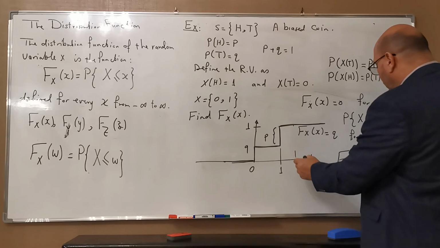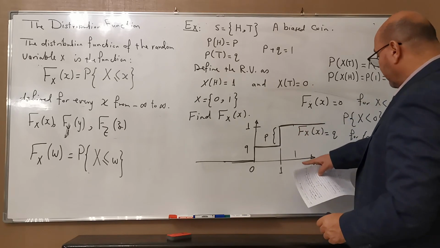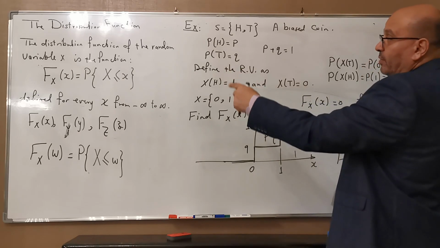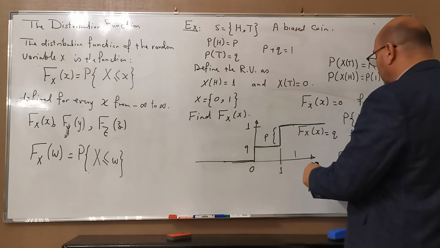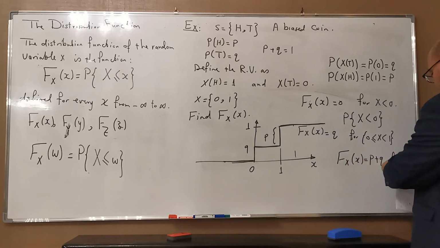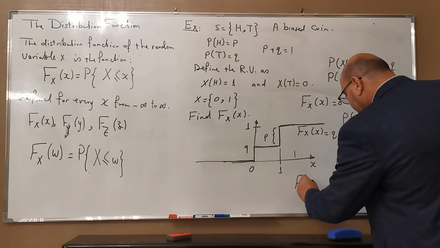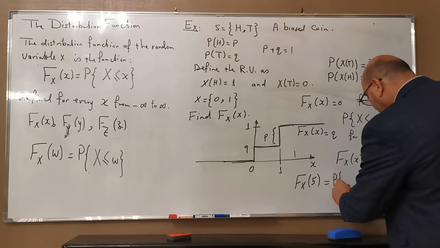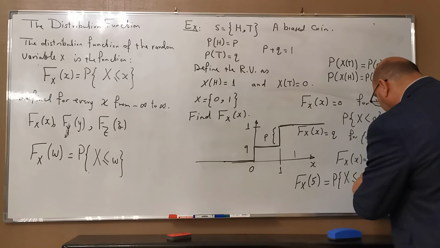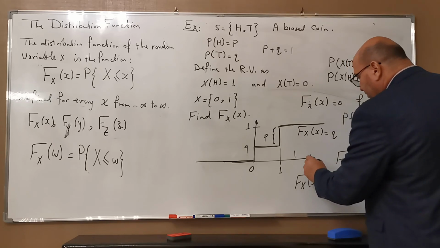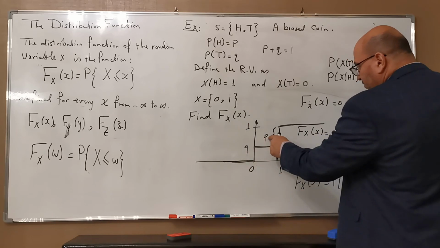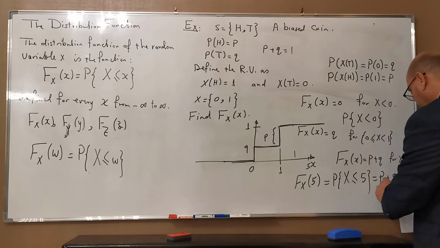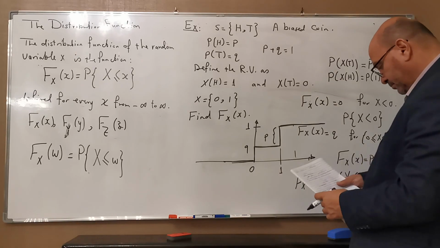Any value greater than 1, then you accumulate the probabilities, because this is an accumulation of probabilities. When we say fx of, let's say, 5 as an example, this equals the probability that x is less than or equal to 5. So the 5 is here, so all the probabilities below 5, it's p plus q. So this equals p plus q, and this equals 1.